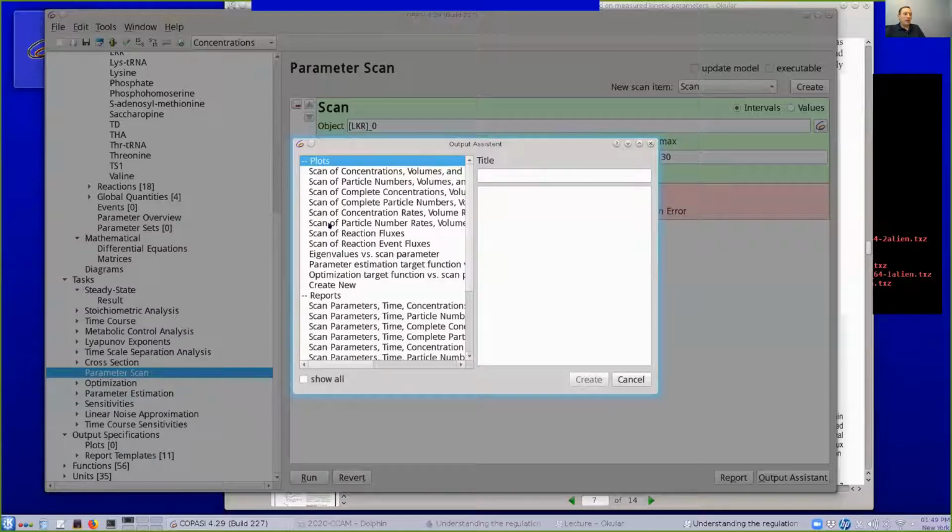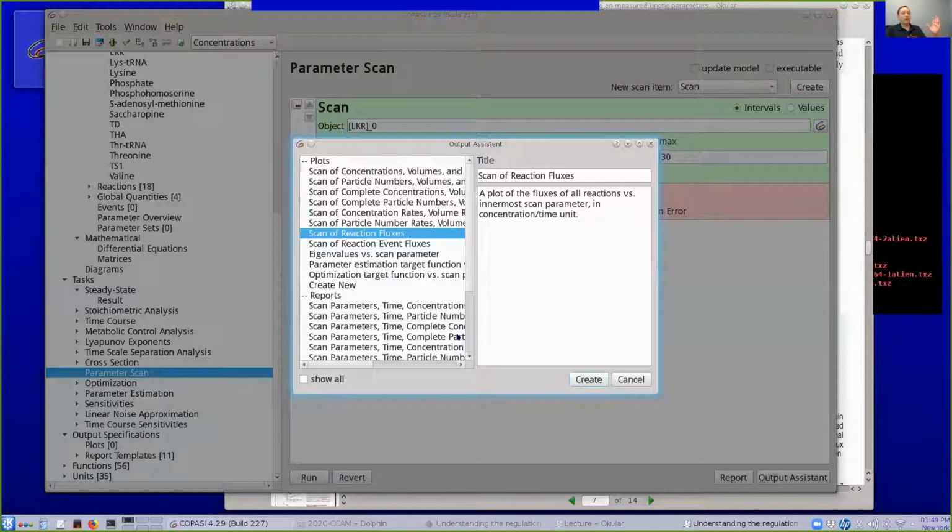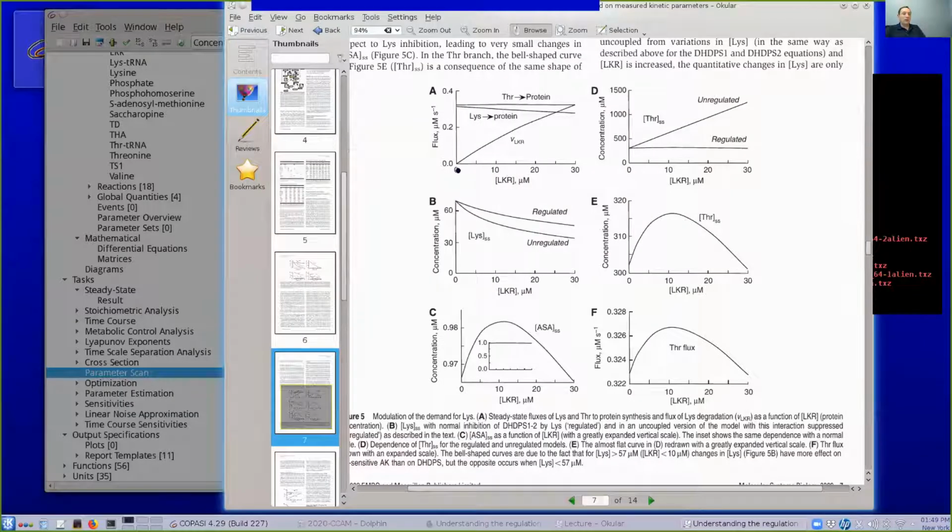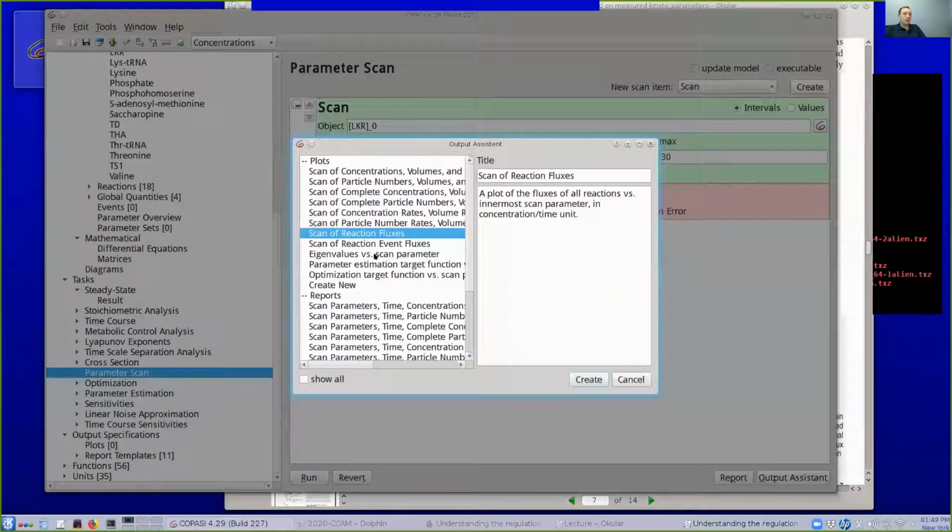In this case, I want a scan of the fluxes because I want to see the reaction fluxes. So this is going to show me the reaction fluxes on the y-axis and the parameter I'm scanning on the x-axis, which is exactly what they have in this figure. They have the thing they scanned on the x-axis and they have the fluxes on the y-axis. So I just select that and I press the button create.